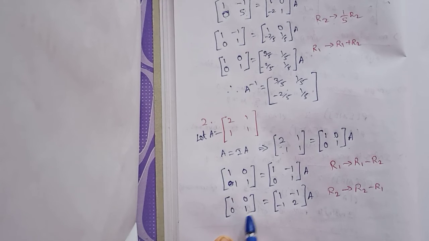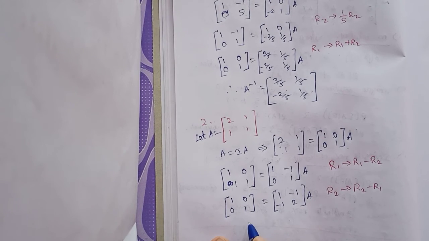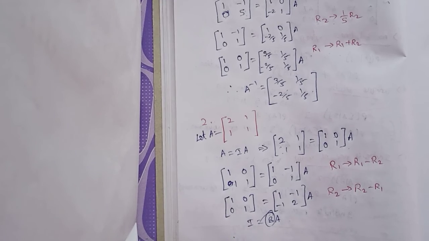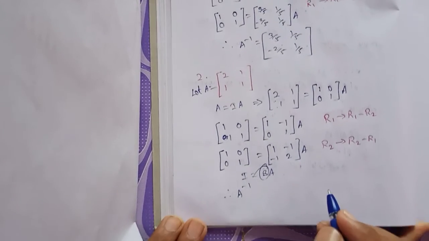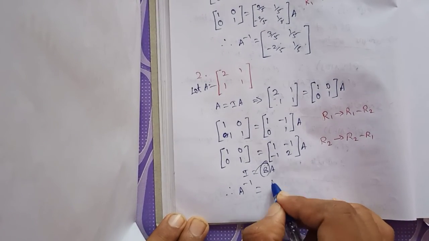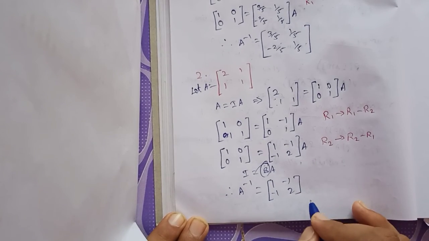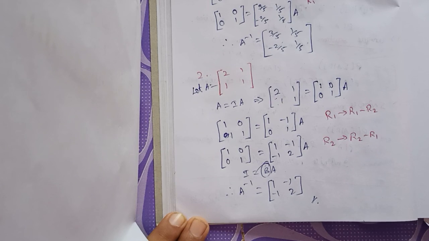In this second step, we get the identity matrix on the left hand side. So we get this format: I equal to B into A. B is called the inverse of the matrix. Therefore, we write A inverse equal to 1, minus 1, minus 1, 2. So this is the inverse of the given matrix. Thank you to all.